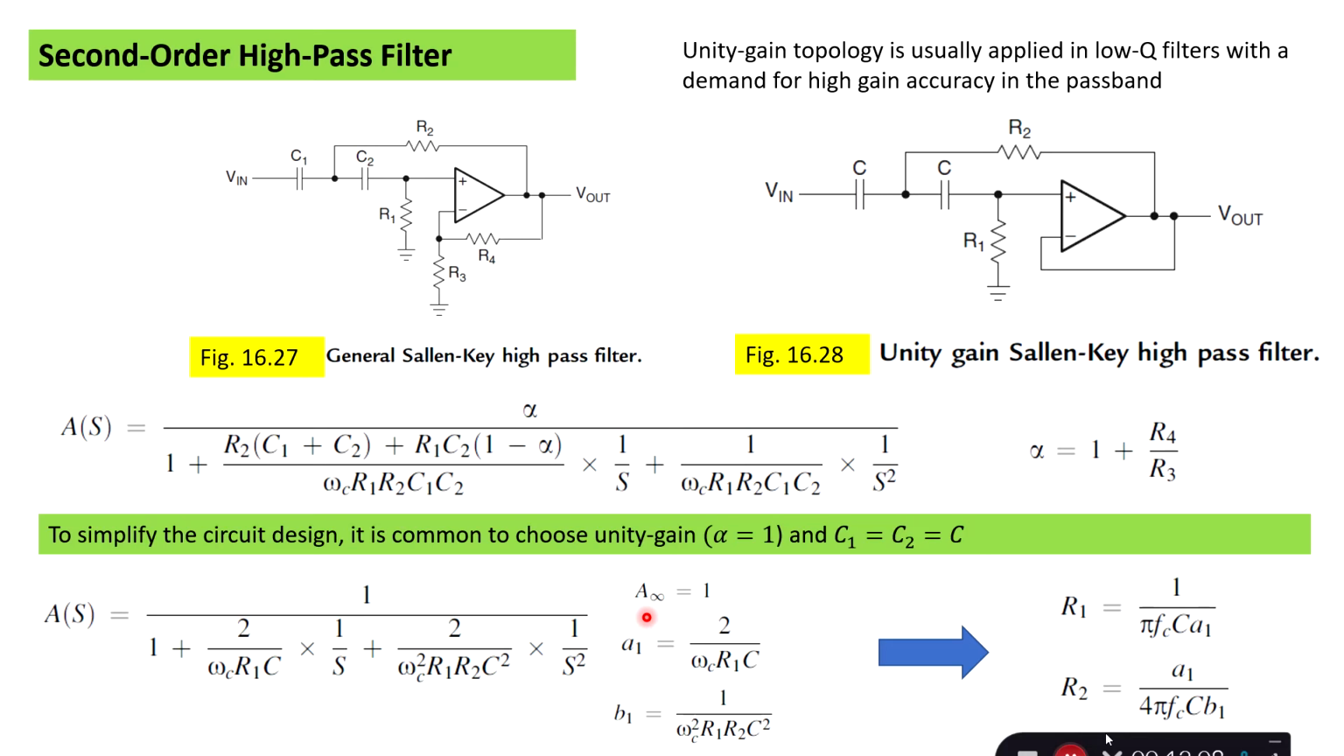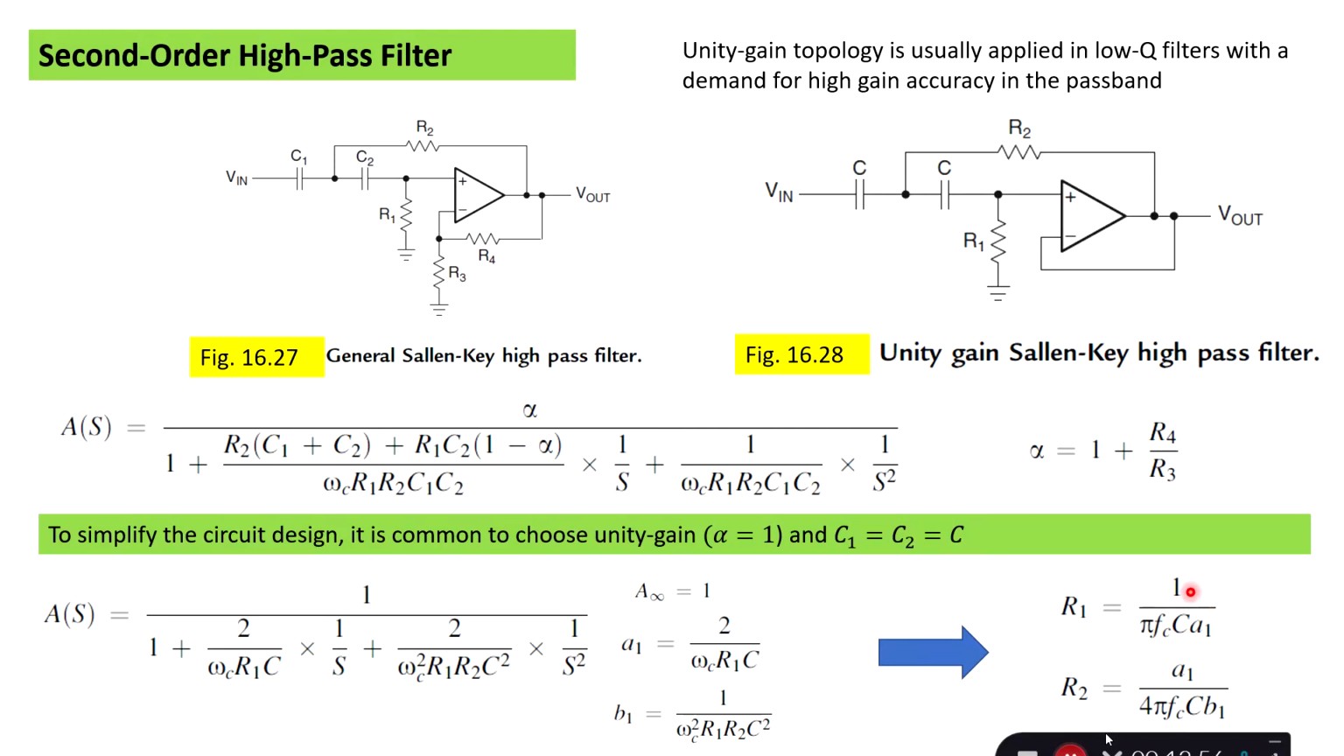And then we know that the pass band gain for the high pass is 1. It's up after the corner frequency. The A1 coefficient we have from the table is now defining 2 over omega c r c and then r1 and c, and the value b1 is defining this section here, omega c squared r1 times r2 times c squared. And if we solve that for r1 and r2, we get these two nice equations.